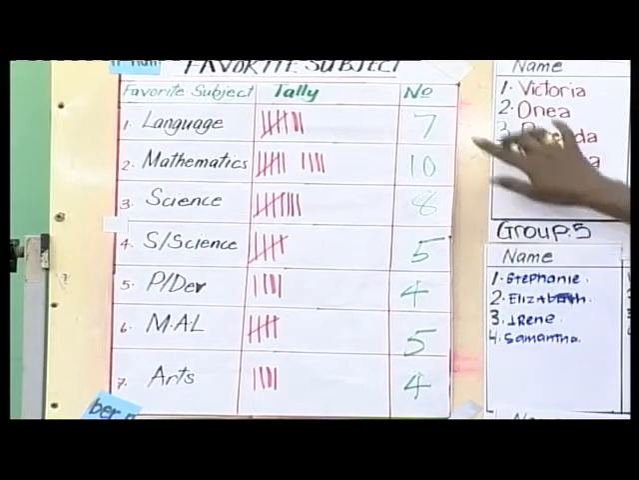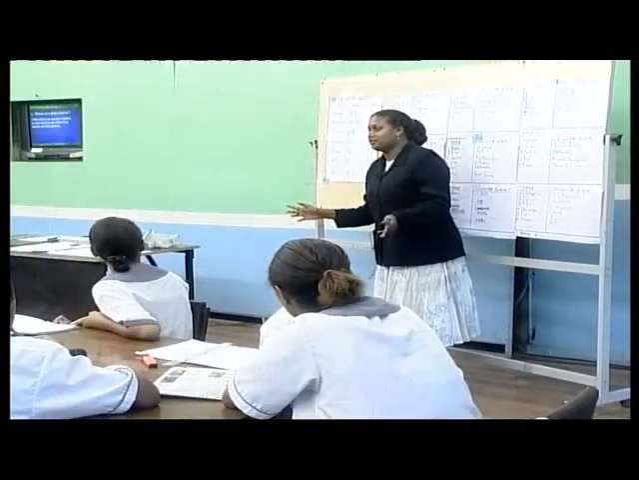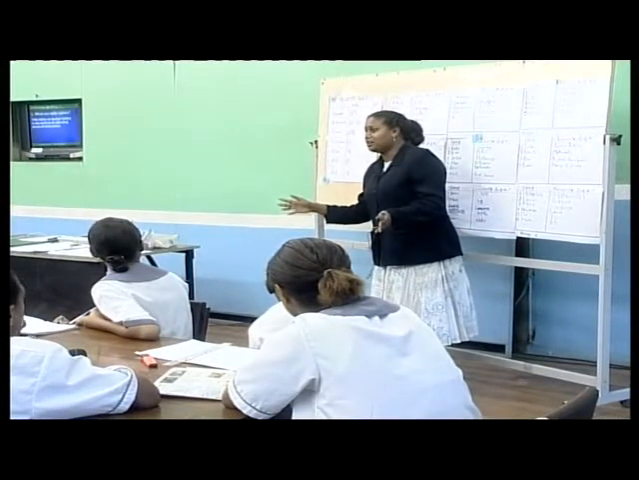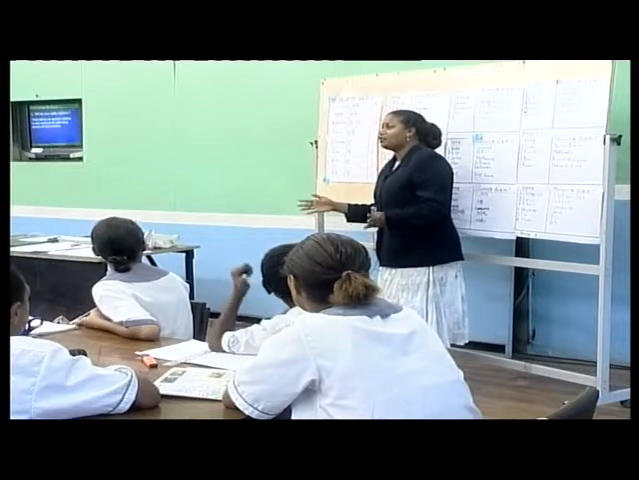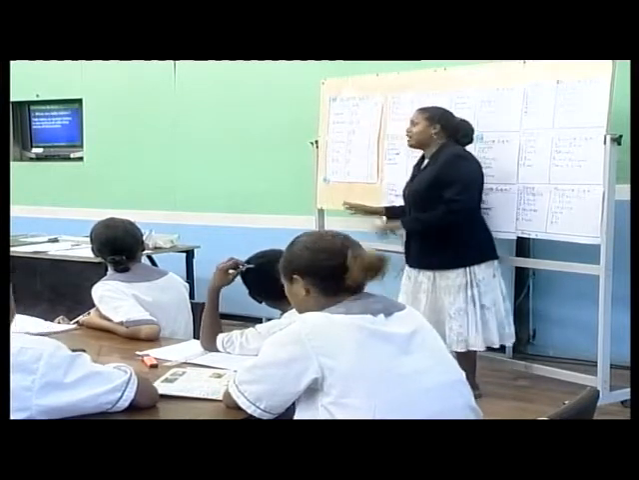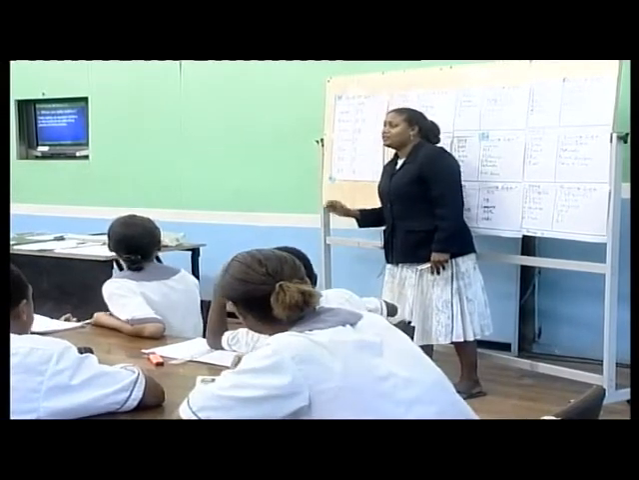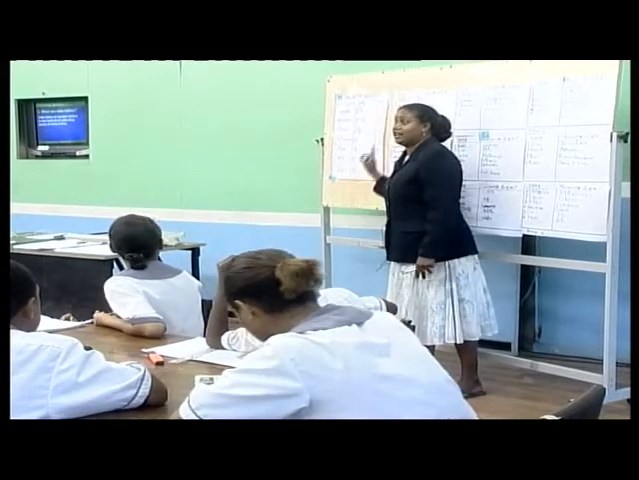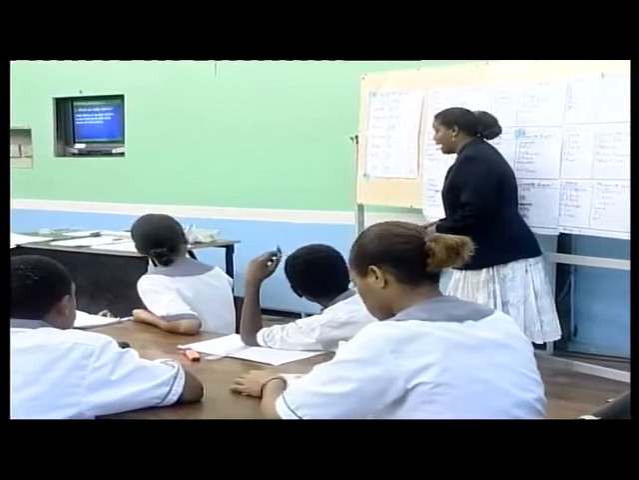Now, let's see. We've got 43 students in this class. Receiving teacher, I'd like you to find out how many students you have in the class at this present time and confirm it with the total tally. If it doesn't match the total tally, that means that something is wrong. Somebody has put an extra stroke or tally mark.